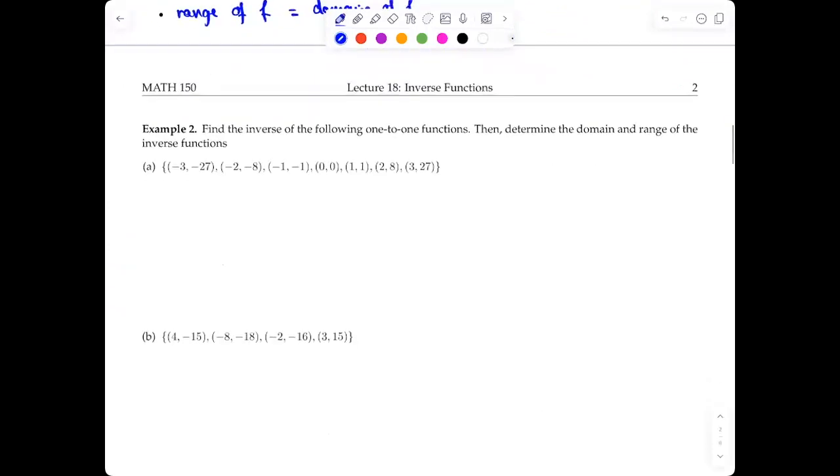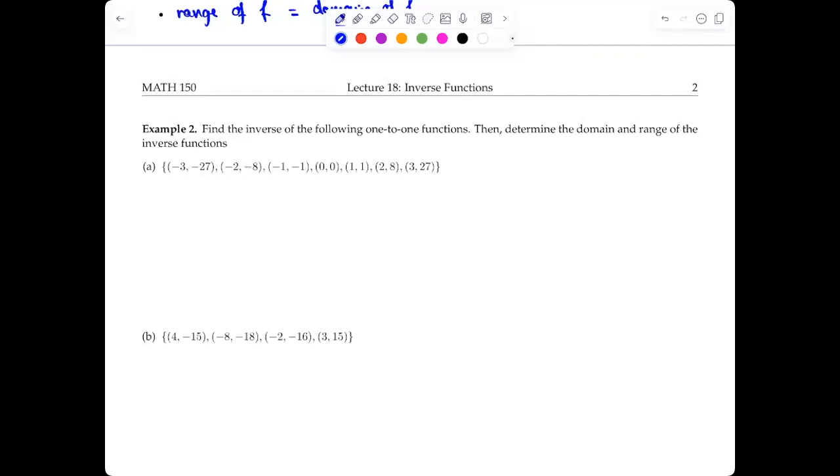Okay. Let's start with example 2. In this case, you have a one-to-one function, and you want to find the inverse of the one-to-one function. A and B are sets of points, and they are one-to-one functions because no two inputs go to the same output. So one input corresponds to exactly one output, no two inputs corresponding to the same. Okay, so these are one-to-one functions. What we want to do is find the inverse of the one-to-one functions.